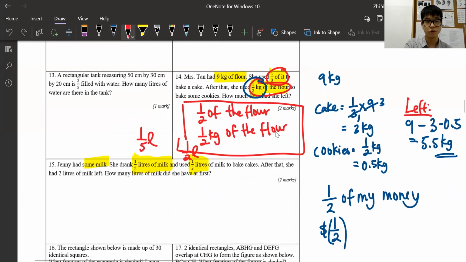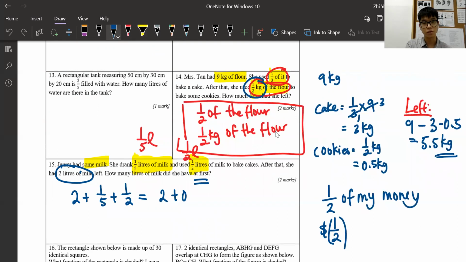So if you look at it carefully, after that she had 2 liters of milk left. So that means you add this 3 and you get the amount at first, and this will be 2 plus 1/5 of a liter plus half of a liter. You can convert this to decimal, so you get 0.2 and 0.5, and it's 2.7 liters.